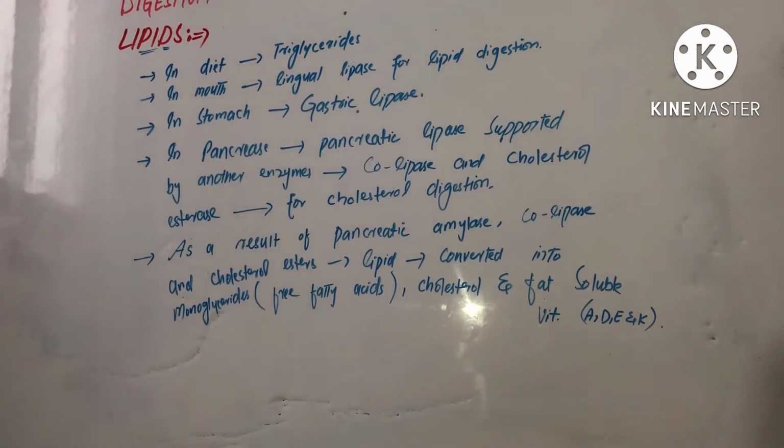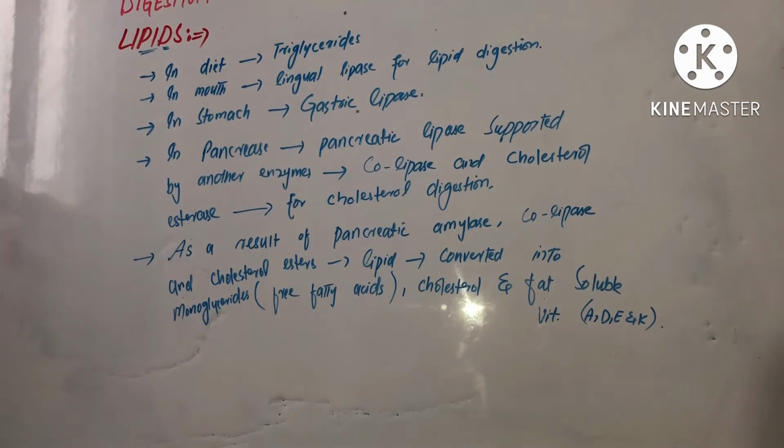Now after carbohydrate digestion and absorption, we are going to start with the lipids: how the digestion of the lipids takes place and how the products formed by the digestion of the lipids are absorbed into the blood vessels. In the diet, lipids are found as triglycerides.